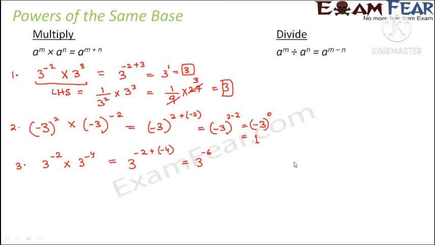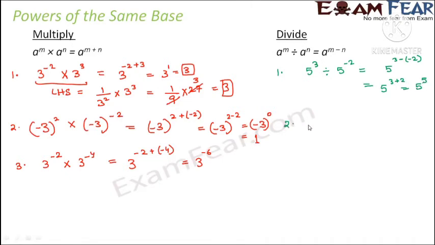Now let us look at division. Here, let's say the first example that we consider is 5 to the power 3 divided by 5 to the power minus 2. So this would be equal to 5 to the power 3 minus minus 2. So this would be equal to 5 to the power 3 plus 2, that is 5 to the power 5.